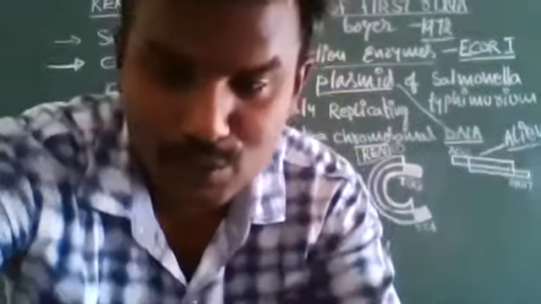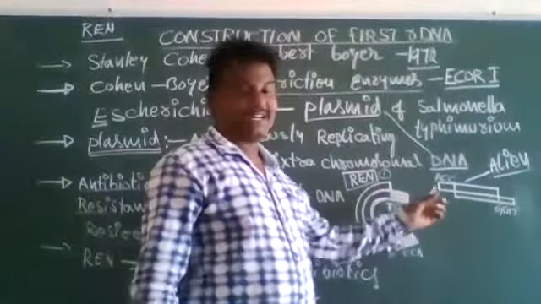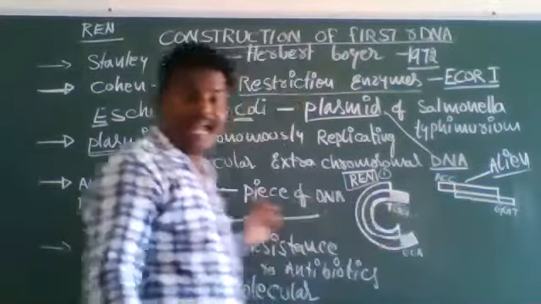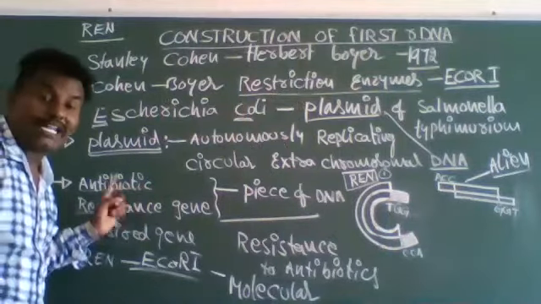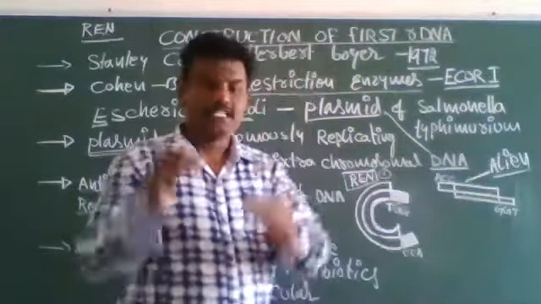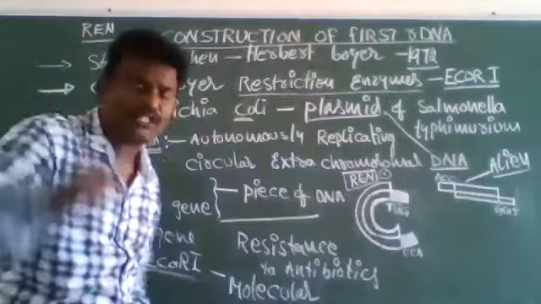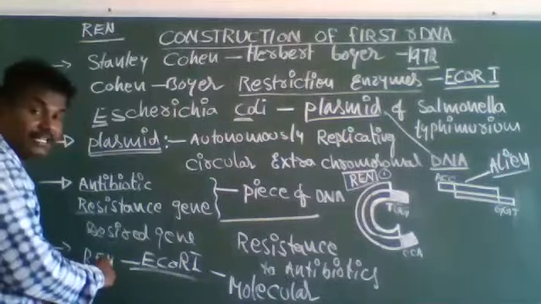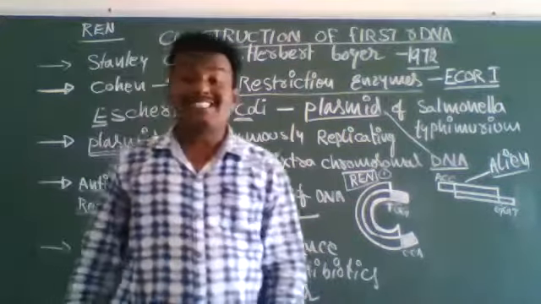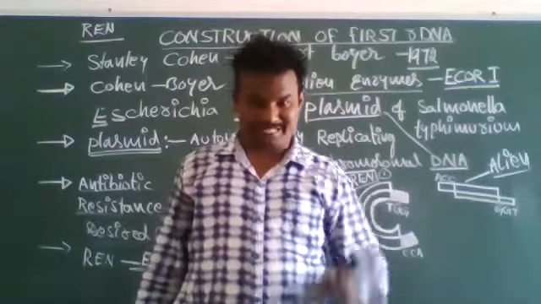In such a way they will cut the plasmid DNA as well as the foreign DNA, or antibiotic resistance gene, or gene of our interest, or alien DNA. So for the cutting of DNA in both the cases they will use the same restriction endonuclease. It is also called molecular scissors or biological scissors. That is the one step.